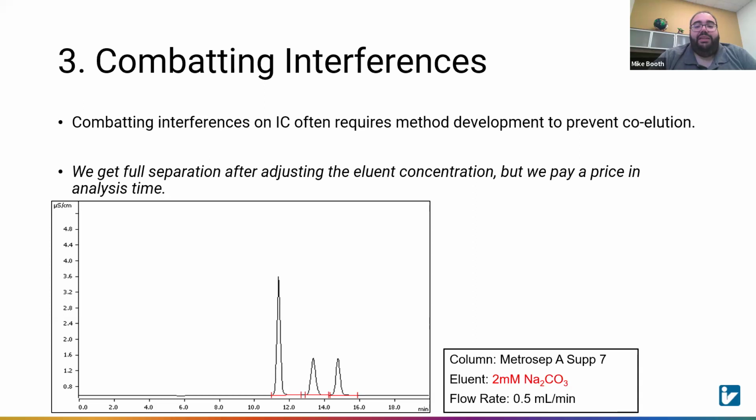So that 7-minute difference that you're seeing there may not sound like a lot if you're measuring one sample, but if you've got dozens of samples, that's where really the throughput can start to hurt. So always keep that in mind.